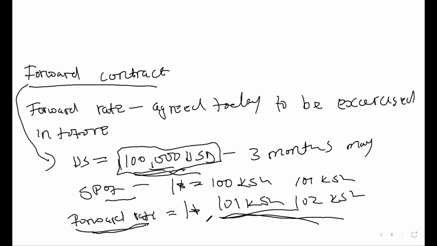At 101. Reason being, you have the money, it's a foreign currency, you are going to the bank. I like emphasizing on the buying, selling price. You are going to the bank to sell this currency, the bank is buying from you. So they will do it at 101. So that is what we call forward contracts.